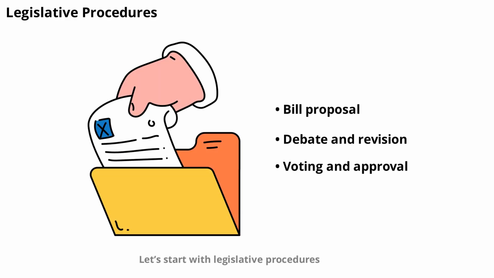Let's start with legislative procedures. These are the steps lawmakers follow to create, debate, and pass new laws. The process usually begins with a proposal, called a bill. Lawmakers discuss and revise the bill, sometimes holding public hearings. After several rounds of voting and possible amendments, the bill may become law if it's approved by the required majority and signed by the executive, such as a president or governor.